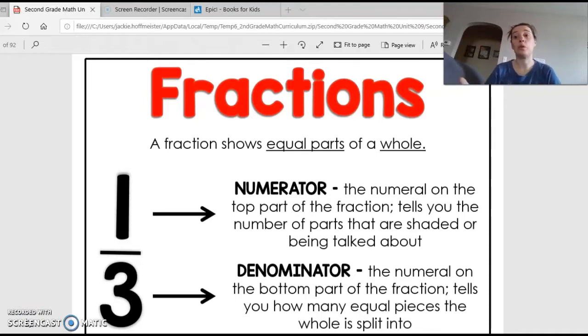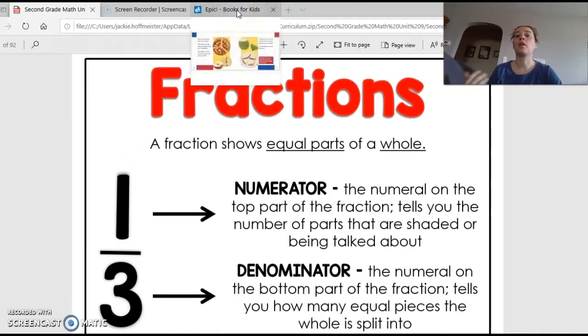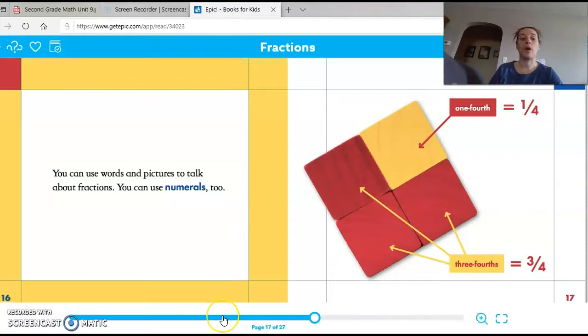Yesterday we started a new unit, 9.1, over fractions. And so we talked about equal and unequal parts and how fractions have to be equal. Okay? Fractions have to be equal. So today we're going to read a little bit more from that book that we started, and we're going to learn about fractions.